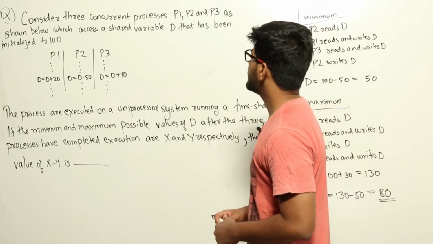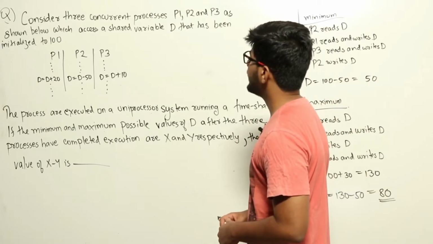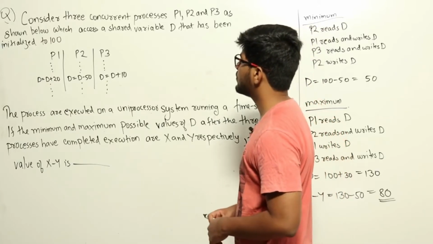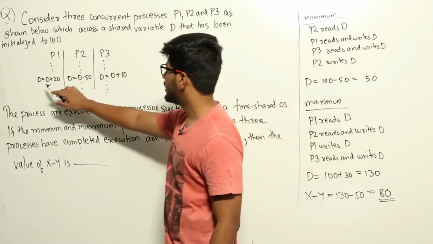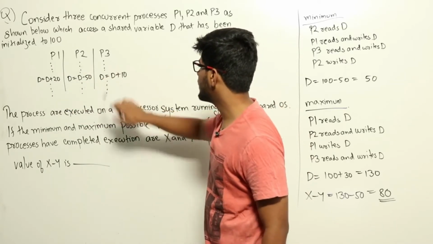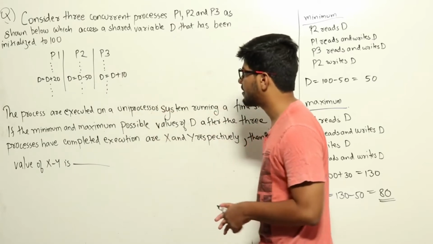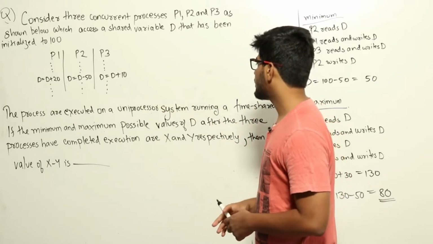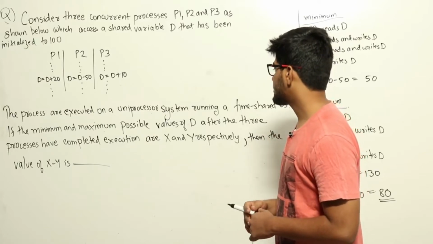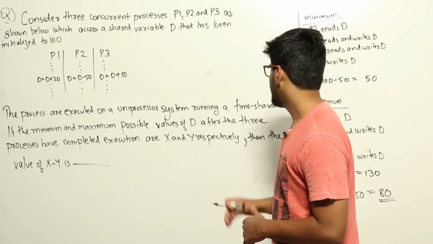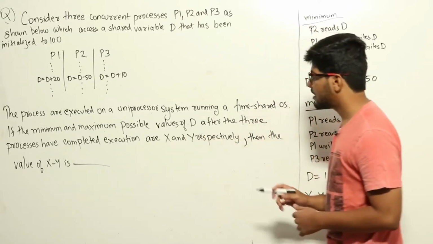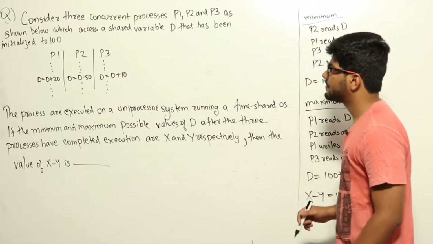Consider 3 concurrent processes P1, P2 and P3 as shown below, which access a shared variable d that has been initialized to 100. P1 does d equal to d plus 20, P2 does d equal to d minus 50, P3 does d equal to d plus 10. The processes are executed on a uniprocessor system running a time-shared operating system. If the minimum and maximum possible values of d after the 3 processes have completed execution are x and y respectively, then the value of x minus y is dash.